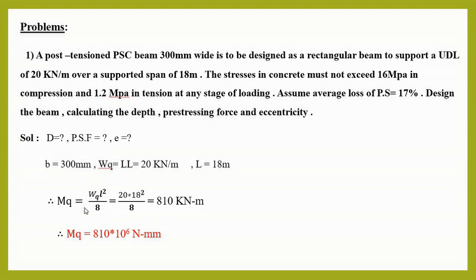So here we know WQ. For MQ you should take WQ live load value. WQ into L square by 8 is 20 into 18 square by 8, which will give you 810 kilonewton meter. Convert that into Newton mm. It will be 810 into 10 power 6 Newton mm.